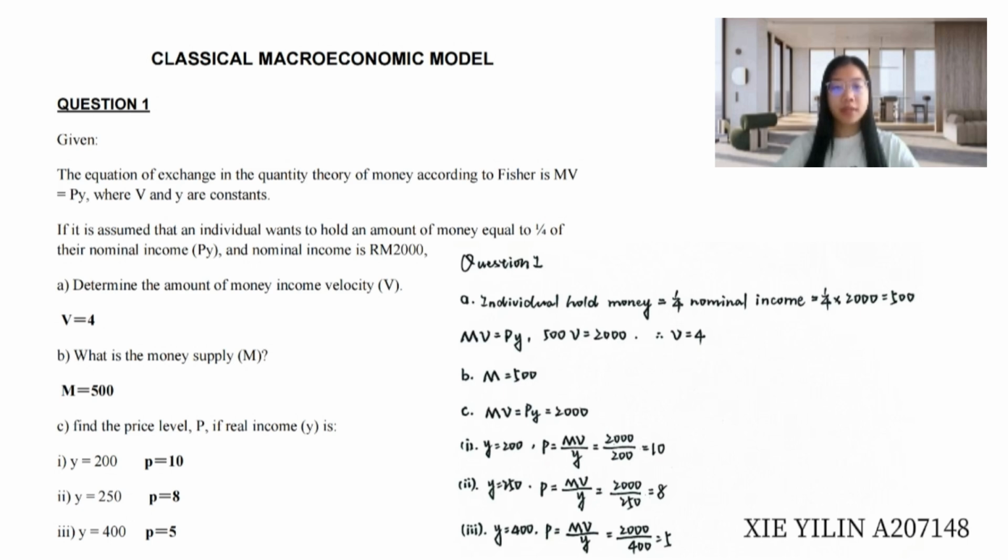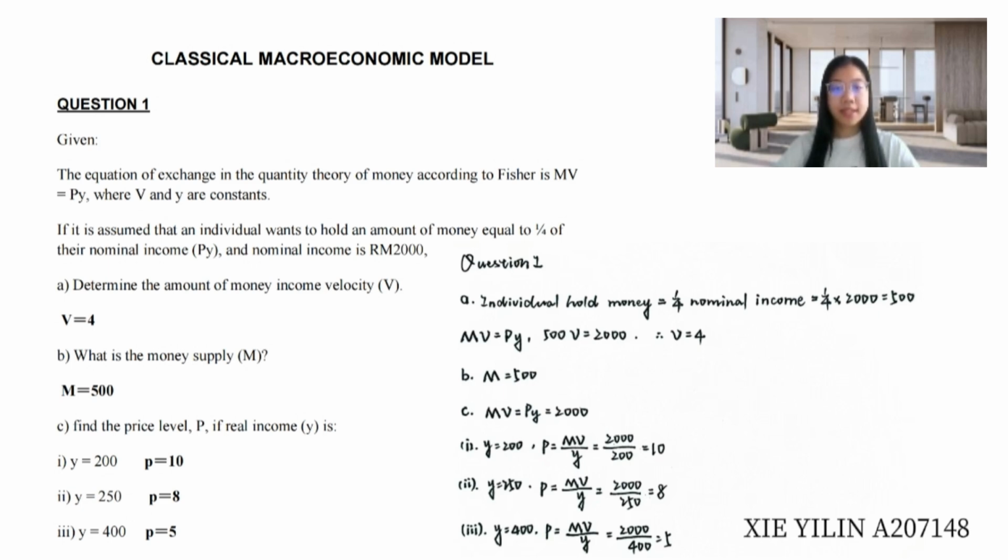Now let's move on to the third question, which asks us to find the price level. For the first sub-question, when Y equals 200, we know that M multiplied by V equals P multiplied by Y. Since M equals 500 and V equals 4, we have 500 multiplied by 4 equals P multiplied by 200. So P equals 2,000 divided by 200, which gives P equals 10.